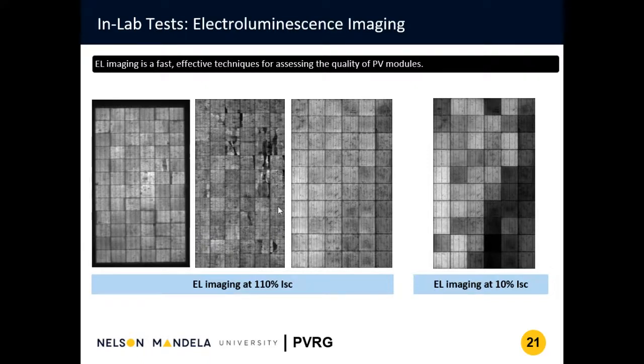So the third module and the fourth module are the same module, just done at 110% and at 10%. And you can see at the 10% Isc, you can pick up this PID clearly, whereas it's not clear in the 110% EL image.